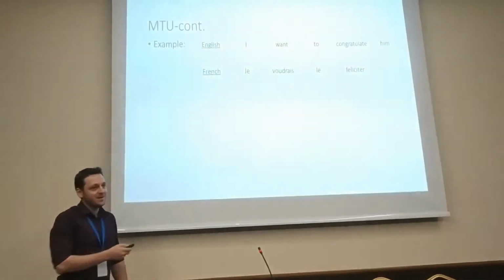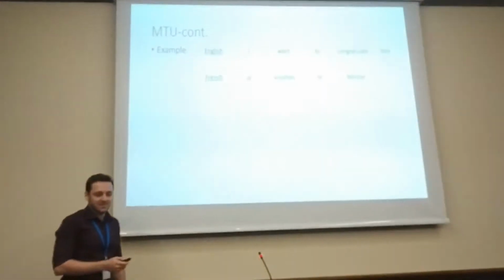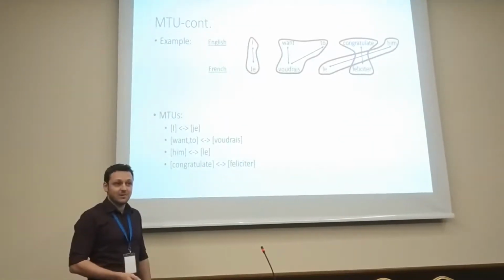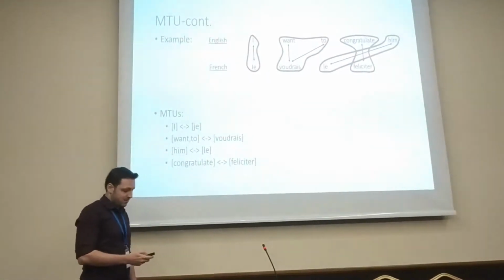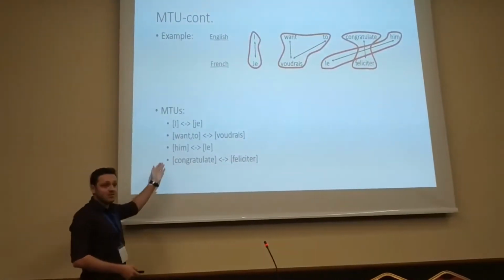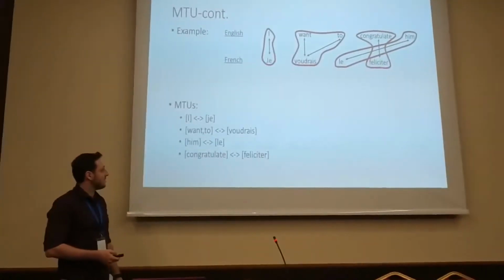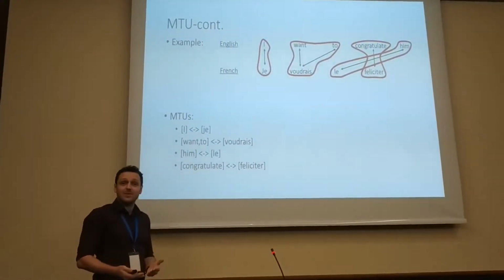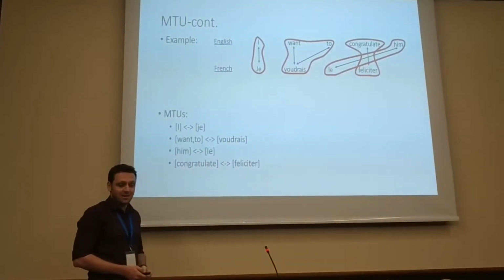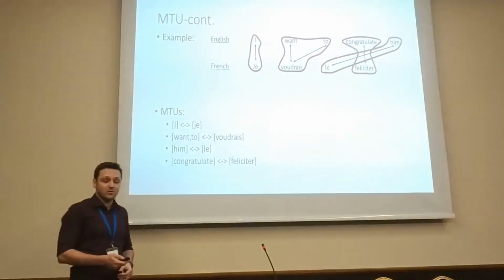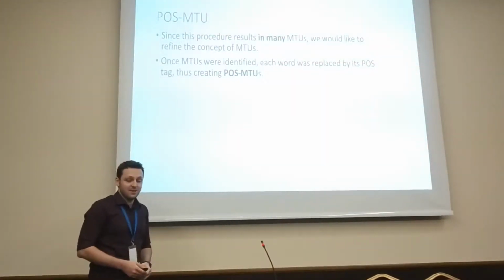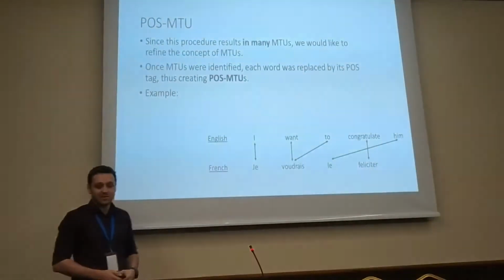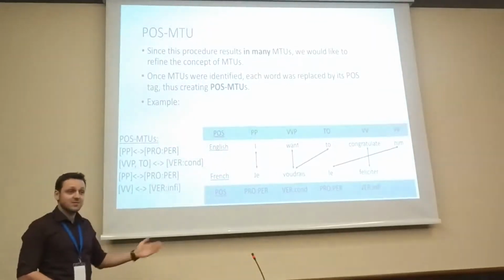Let's see an example. Here are English and French sentences. Those are the word alignments between them, and those are the minimal translation units. As you can see, this results in some sort of dictionary for those two sentences. And we wanted to see if there is something more general that we can say about those MTUs. So instead of using the words themselves, we converted them into part of speech tags. This results in part of speech MTUs. So let's see the same example. Those are the word alignments, those are the part of speech tags, and this is the resulting part of speech MTUs.